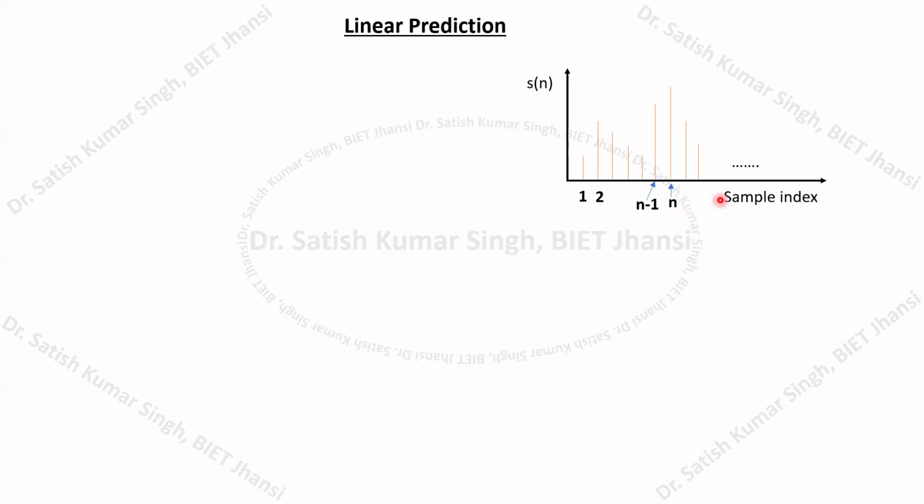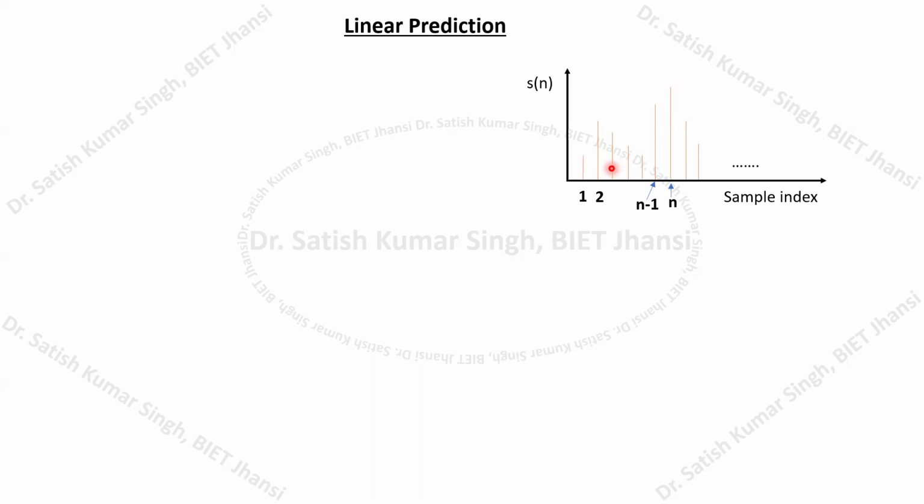Now try to answer one question. Is it possible to predict this nth sample by using a linear combination of the past samples? Is it possible or not? What I'm trying to say is, is it possible to predict this sample number 4? Let us suppose this is my sample number 4. Is it possible to predict this particular sample number 4 by using a linear combination of the past 3 samples?